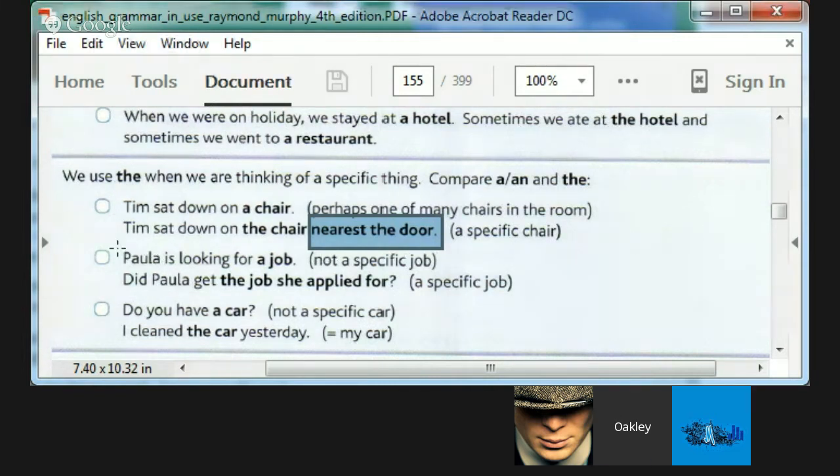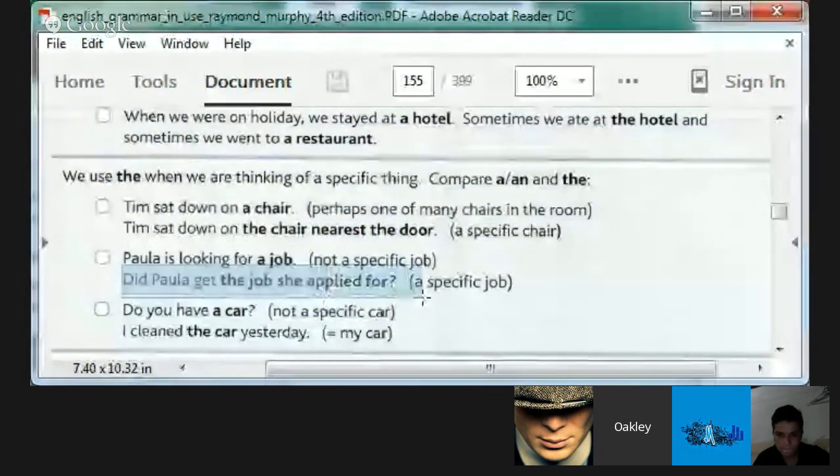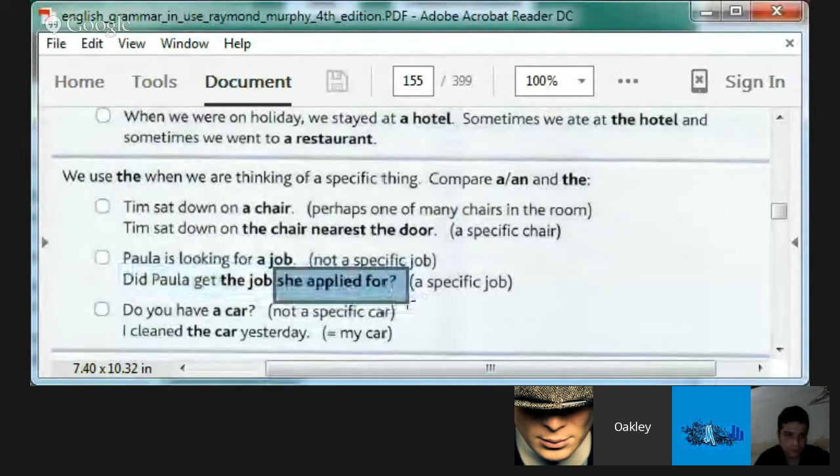Okay. More examples of the same basic idea. Paula is looking for a job. Any job, we don't know which job. Did Paula get the job she applied for? Okay, here we see it defined in another way. Which job? The one she applied for. Okay, we know which one, so we have to use the.